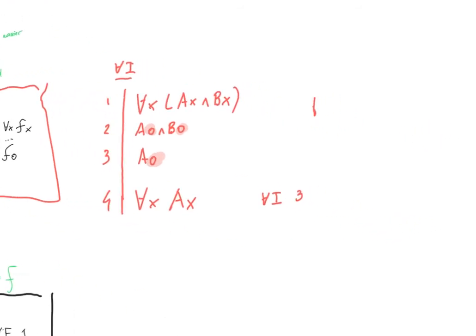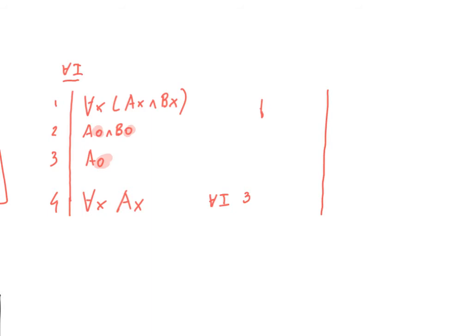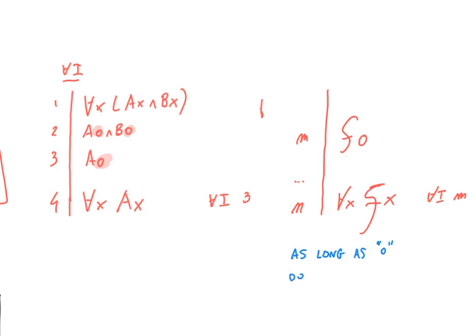Let me tell you the official rule of universal introduction. The official rule tells you that if on some line M you have proven f of O for some name O, then on some later line you can claim for all x, f of x, claiming universal introduction based on line M, as long as O, the name that you're doing universal introduction on, does not occur in any premise or undischarged assumption. Let's think about what this means.